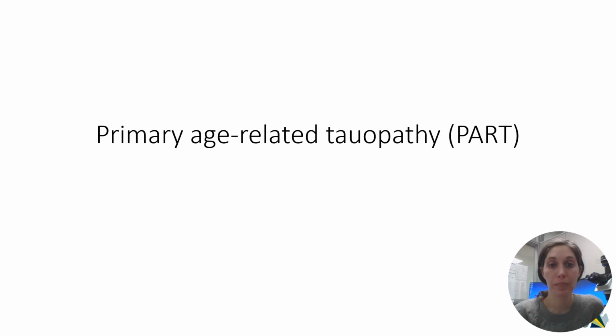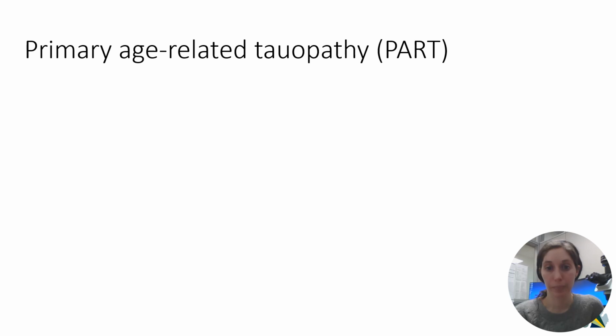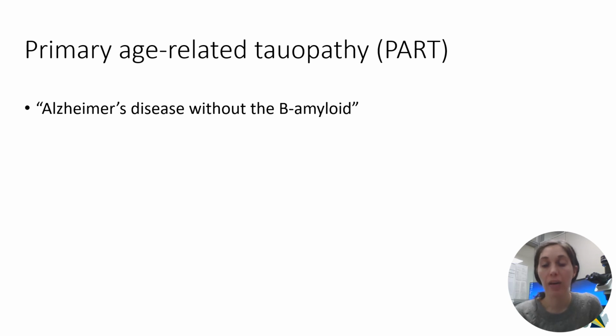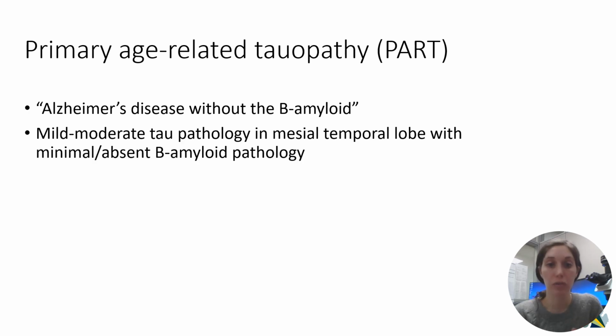All right, so moving on to primary age-related tauopathy, or PART. So PART is a very interesting neuropathologic entity. It was first described back in the 90s, but back then it was called tangle predominant senile dementia. And now it has this new name, PART, which was first coined in 2014. And this is pretty interesting. It's basically Alzheimer's disease without the beta amyloid. So if you'll remember, Alzheimer's disease is characterized by these amyloid plaques and neurofibrillary tangles. In PART, you only have the neurofibrillary tangles.